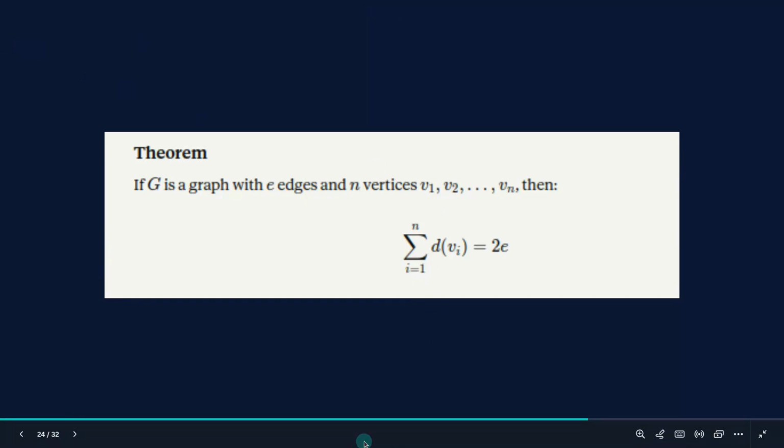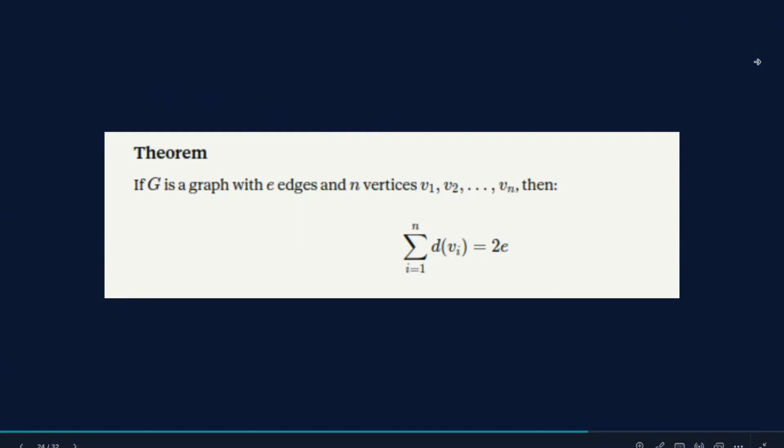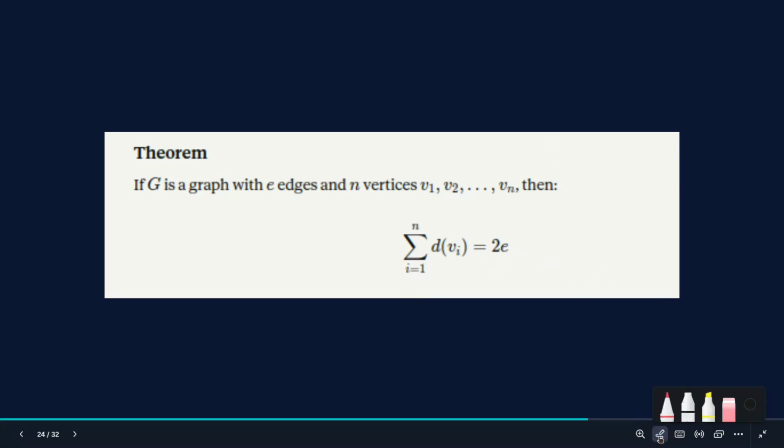So here, the question is: if G is a graph with E edges and N vertices, V1, V2, like that, N vertices, then I have to prove that the summation of the degrees of each of these vertices is 2 times the number of edges. This is what we have to prove.